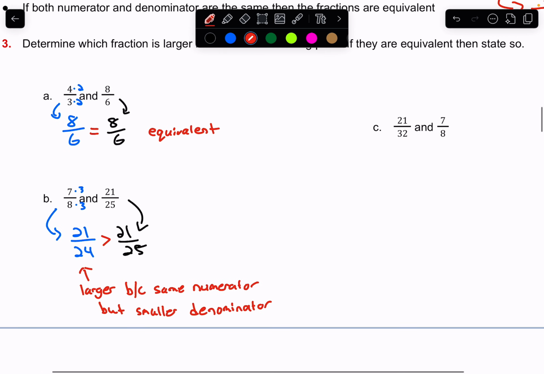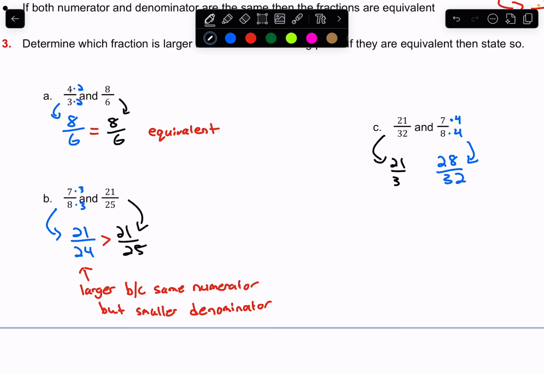All right, for part C, we could, again, focus on the numerators and turn this 7 right here into a 21. But instead, I'm going to find a common denominator. That way we can apply the other rule. So in here, I'm going to multiply top and bottom by 4. That way I can turn 8 into 32. So this is going to give me 28 over 32. And my other fraction stays the same, 21 over 32. So now we have the same denominator in both cases, but the blue one has a bigger numerator.